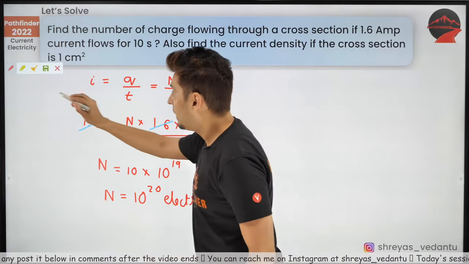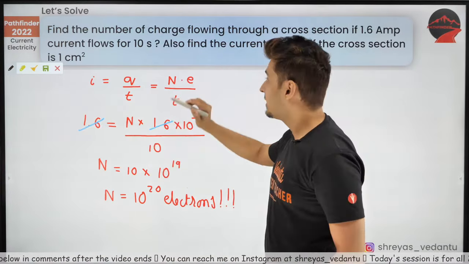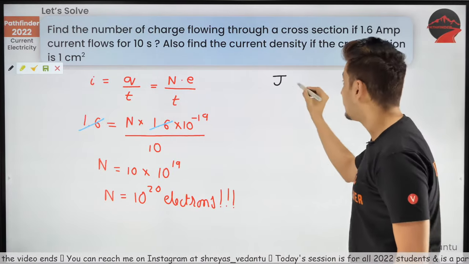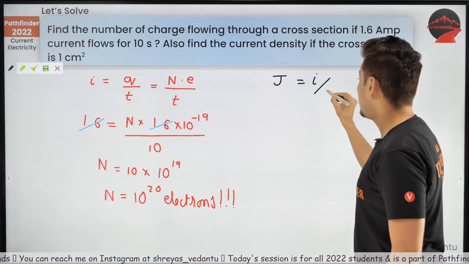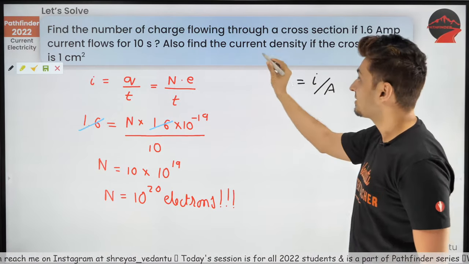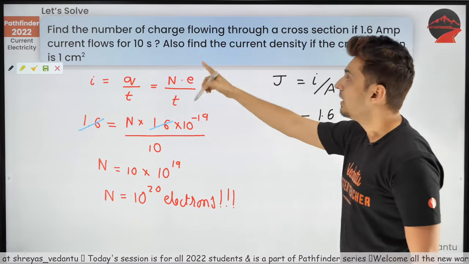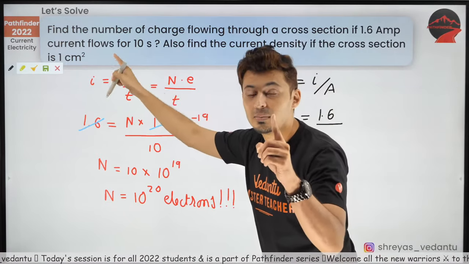Excellent. Now I want the next thing, and that is the current density. We know that current density is the value of the current divided by area. So what is the current? It's just given over here, 1.6. And what's the area? Be careful, it's in centimeter square.